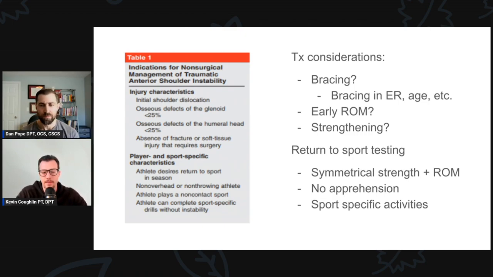But I think if we're unsure, we have to refer for imaging of how much potential bone loss. And if they're not hitting any sport-specific criteria in rehab, they're not hitting good strength and range of motion, then I think we're putting them at risk, and we're leaving a lot of information on the table.